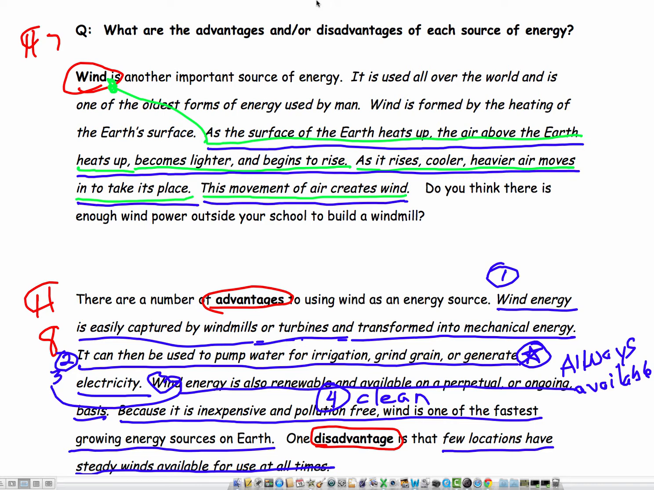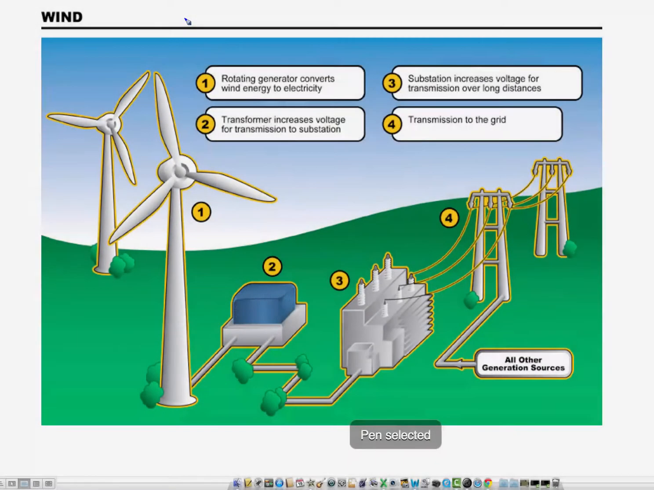If you have not marked your pages, please go ahead and do so right now. In fact, pause this video and get your pages marked because I'm going to take all the ink off, and then we're going to take a look at one slide that I have before we go. Here you have a slide, a diagram that shows a couple of windmills and how the electricity that wind turbines produce actually is managed.